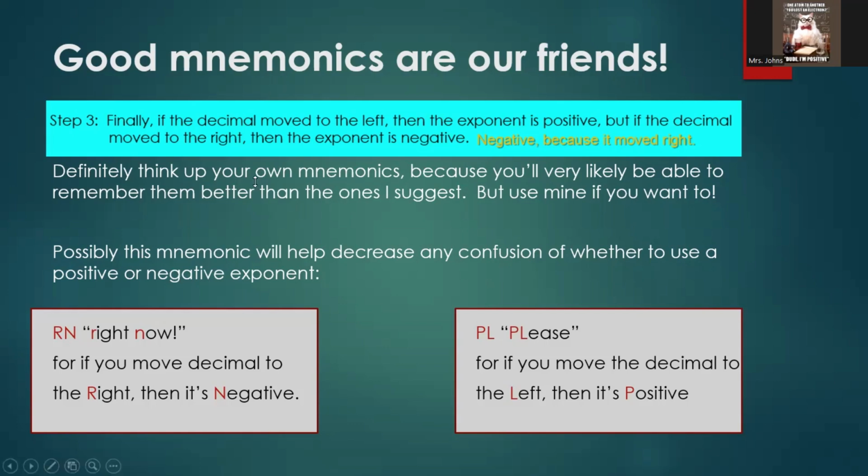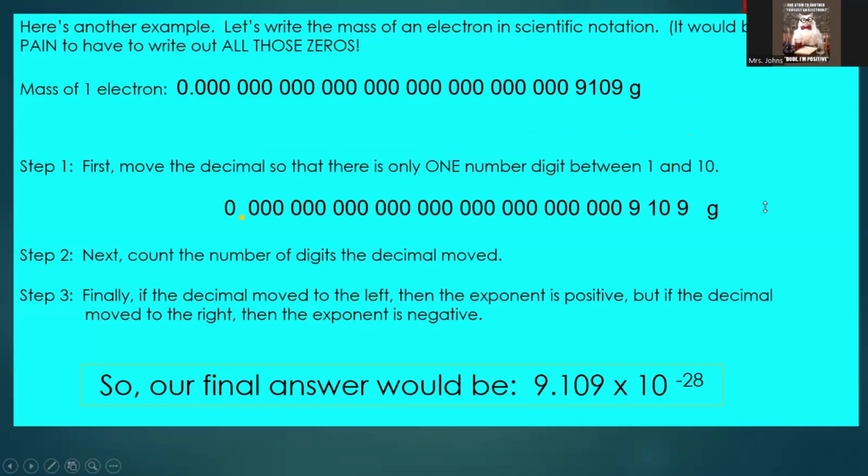So I'm associating the letters R and N with right and negative. So right now, if you have to move the decimal to the right, then you're going to remember it's negative, right now. And if it moves to the left, it's going to be positive. So if you remember the word please, so positive, left, right is negative. So it's a little backwards, but that's just what I came up with.